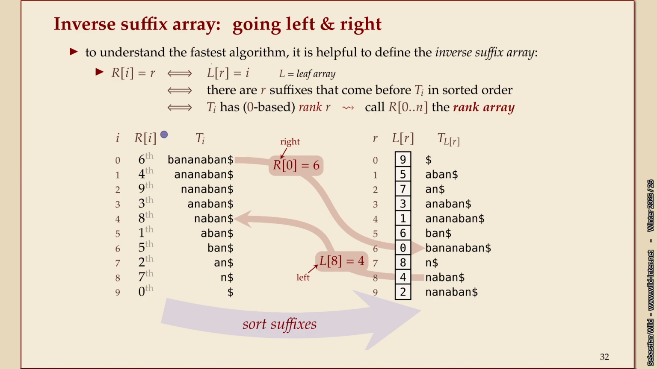Now, this going left and going right means if you have an index here, you know where the string starts, and you'd like to know where it is in the sorted order. You take the R array, you want to go right, and it tells you, this is at index 6 in the sorted order. And vice versa, if you have a string where you know it's the penultimate in the sorted order, index 8 or rank 8, the leaf array tells you where this guy starts. Okay, going left. Maybe it helps you to memorize this. If not, you just have to scroll back.